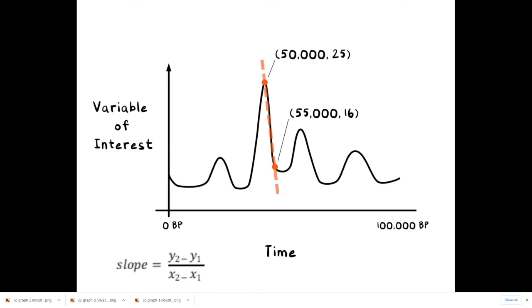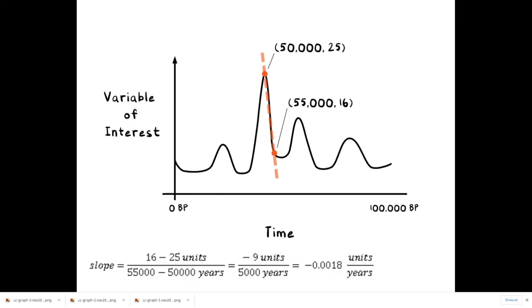To find the rate of change based on the slope between 2 points, you'll calculate rise over run. The formula is y2 minus y1 divided by the difference of x2 minus x1. But don't forget about your units. In our example data, rise over run gives us 16 minus 25 units of our variable of interest divided by 55,000 minus 50,000 years BP. This simplifies to negative 9 over 5,000, or negative 0.0018 units per year. So that would be the fastest rate of change in this dataset.